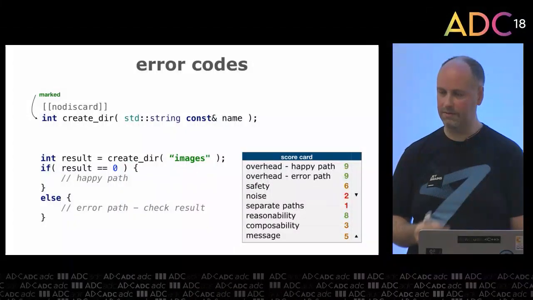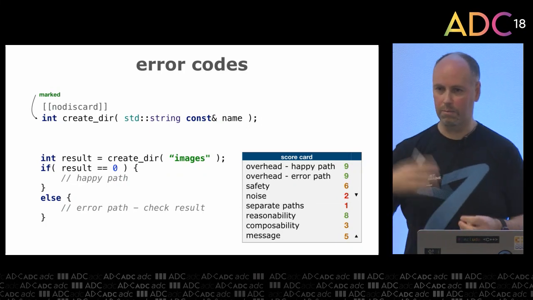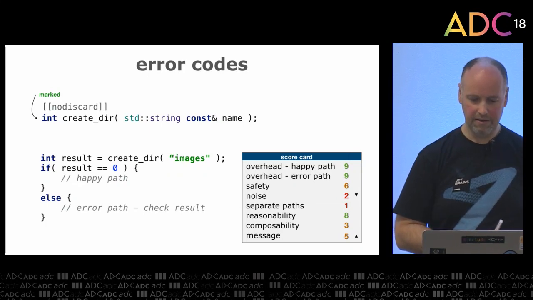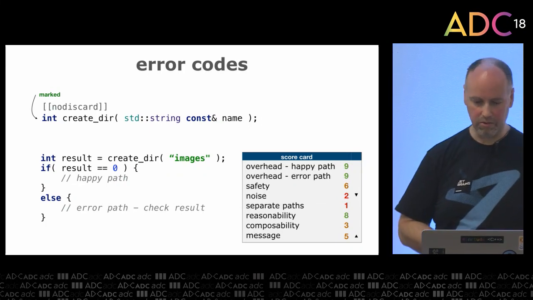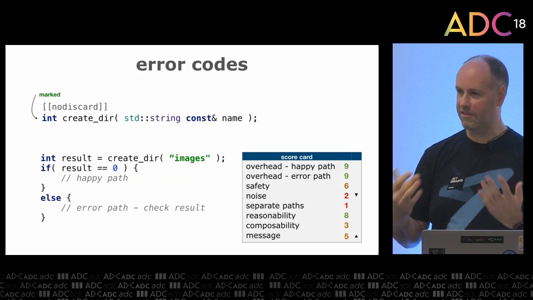We can improve the message score by using a richer return type. So I've used an int here. Maybe an enum would be better, like an enum with different return codes. So at least you know what the error was. It doesn't give you any extra contextual information, like what parameters caused the error and that sort of thing. So I've only given it the halfway score. And it does make it a bit more noisy to use as well. So you start to see how the trade-offs are coming in.